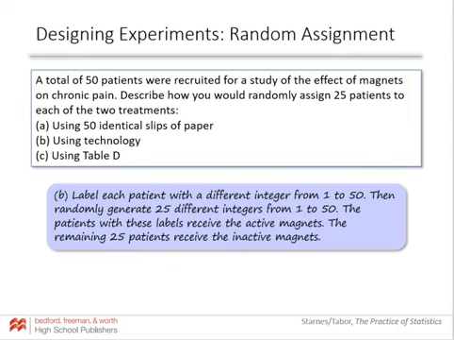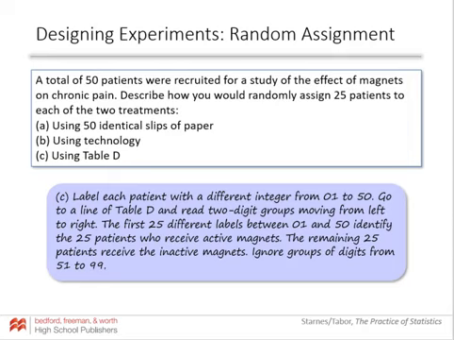All right. The first 25 get active. The second 25 get inactive. Okay, and then in table D, the table of random digits, it would be the same sort of thing. We'd have to label each patient. This time we've got to do 01 to 50 because we have 2-digit numbers. All right, and then the first 25 unique numbers get the magnets. Everybody else is the inactive magnets.